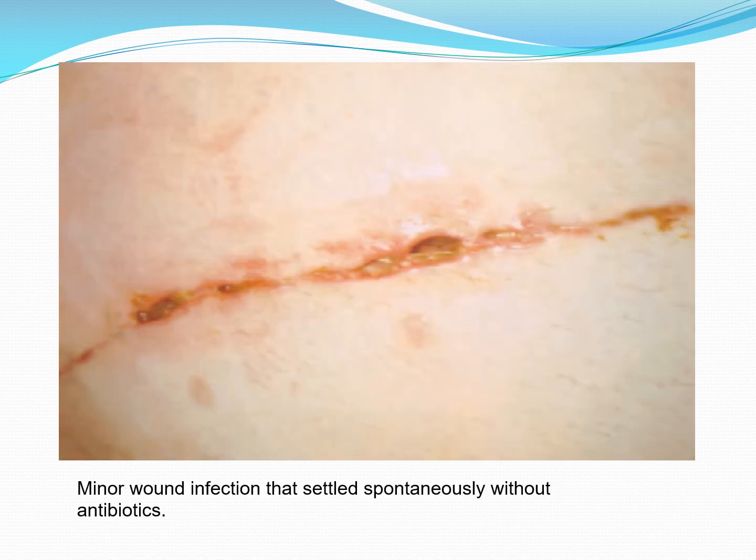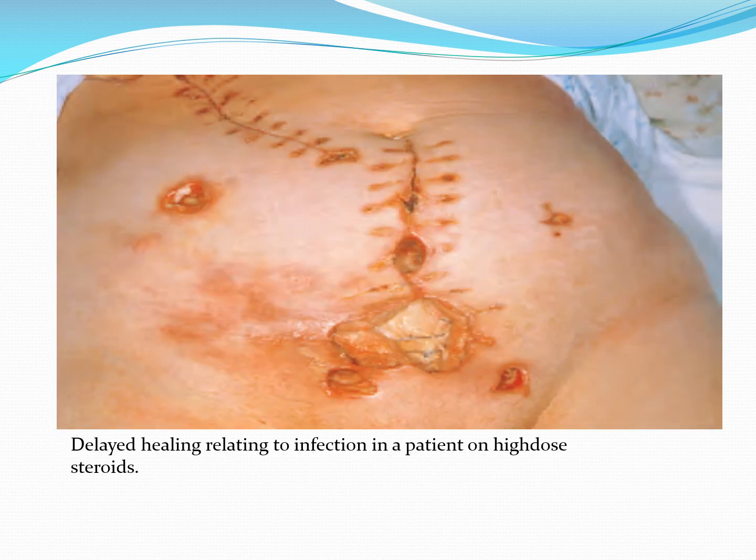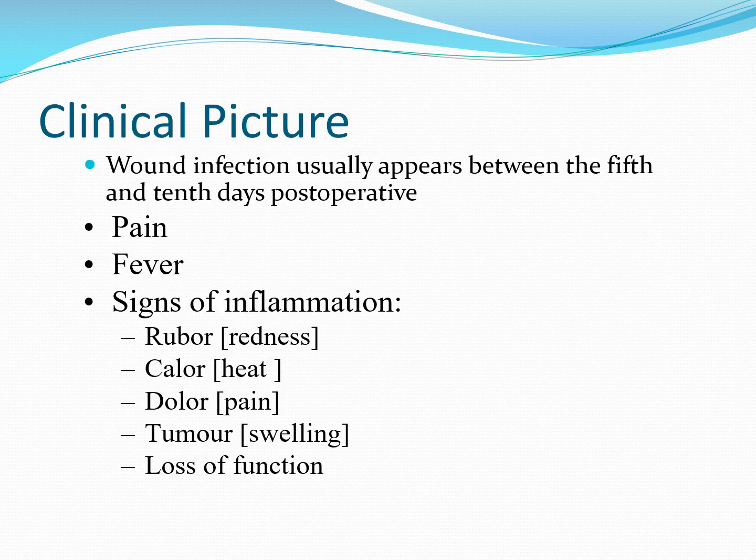This picture shows a minor wound infection that settled spontaneously without antibiotics. Here again, this is a major wound infection and delayed healing presenting as a fecal fistula in a patient with chronic disease on steroid treatment. On the other part, we can notice that there is a colostomy. Delayed healing is also related to infection in patients on high doses of steroids.